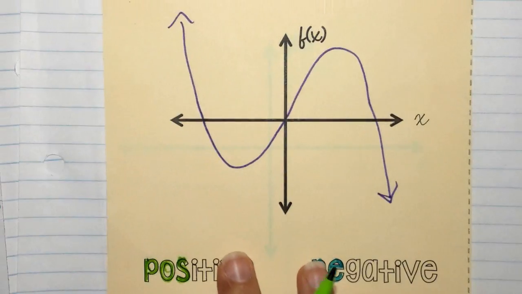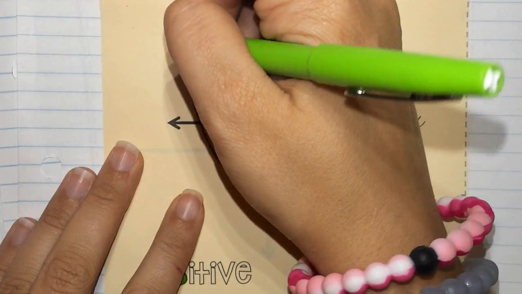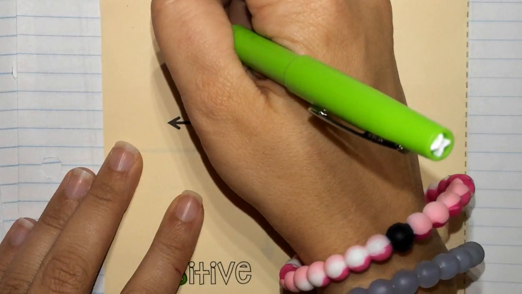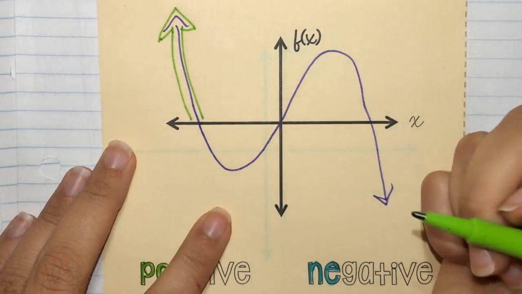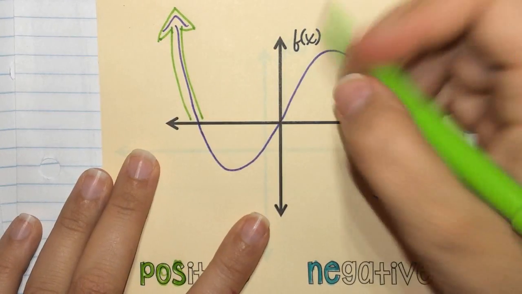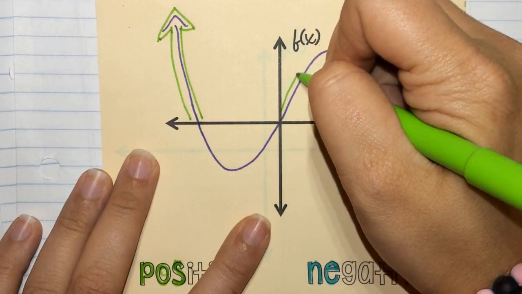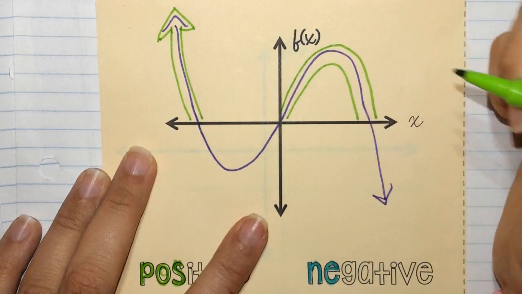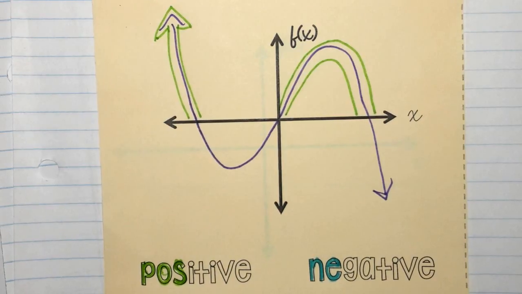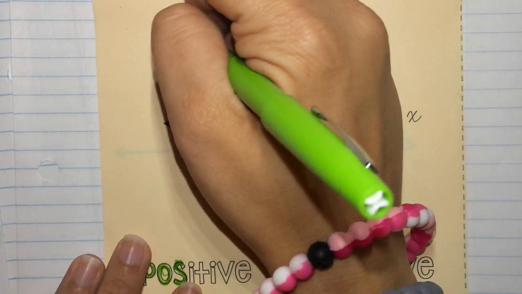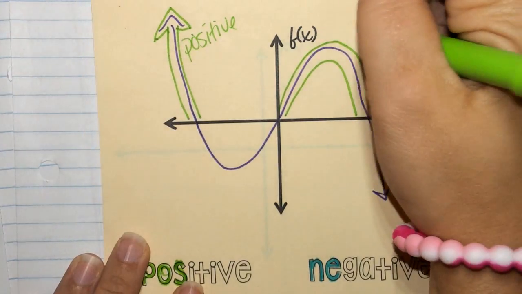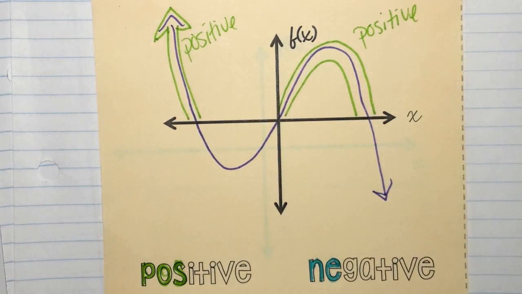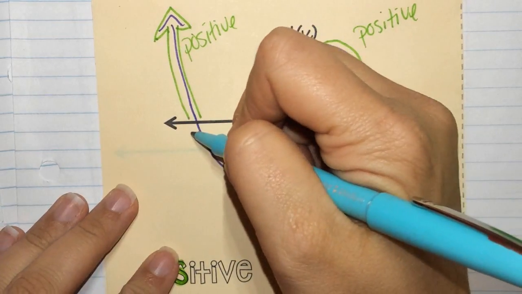Alright, so positive means that it's above the x-axis. So this part right here, that's positive. Is there another part that's positive? Over here? And then we're going to highlight the negative part, which is down here.